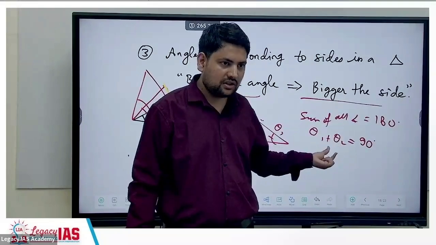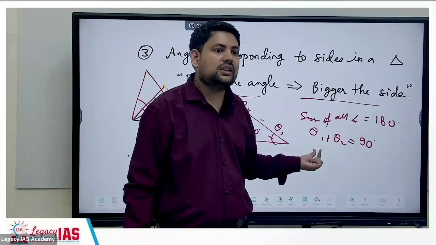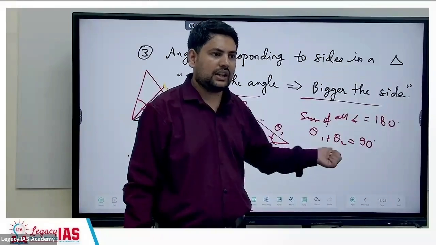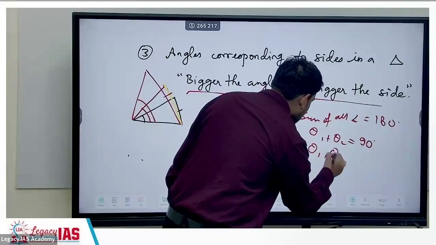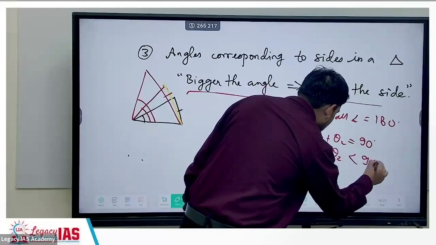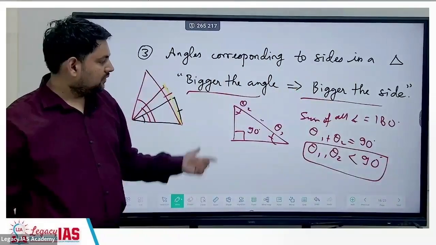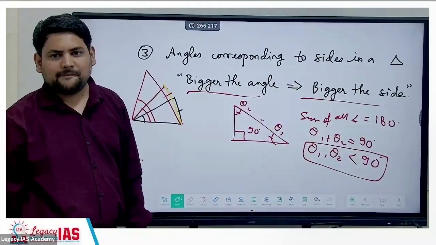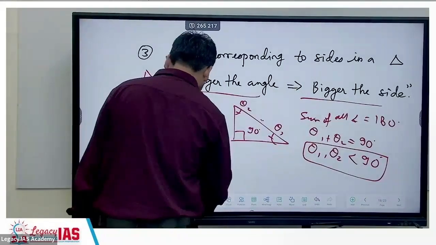Theta 2 can't be 0, right? So something would be taken by theta 2. That's why theta 1 would be smaller than 90. So both of these, that is theta 1 and theta 2, would be less than 90 degrees. So the largest angle in this would be 90 degrees. Understood this much? Okay.